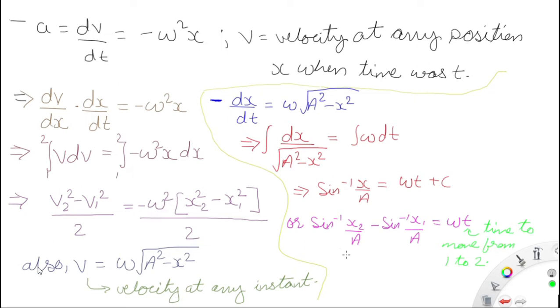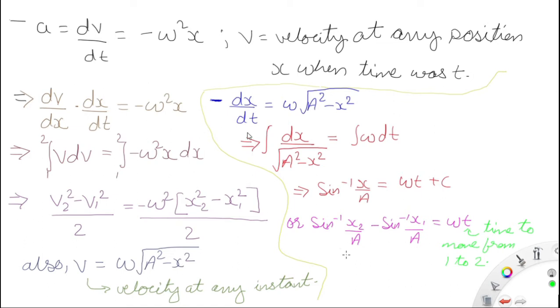From this expression, we also find that v is equal to omega into under root of a square minus x square. A is the amplitude of vibration and x is the displacement from the mean position. Both are from the mean position only. Both amplitude and displacement are from the mean position only. But a is the maximum displacement. Okay, so amplitude is the maximum displacement. So velocity at any instant is equal to omega into under root of a square minus x square, okay, where v is the velocity at any instant.